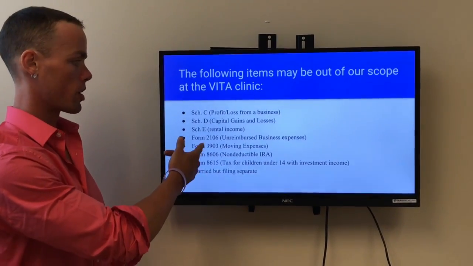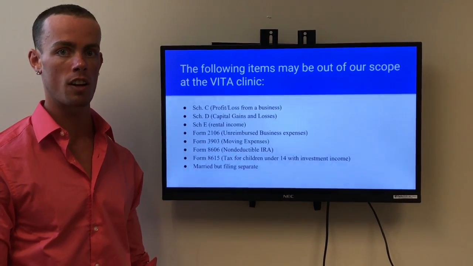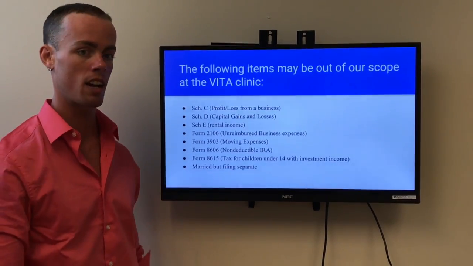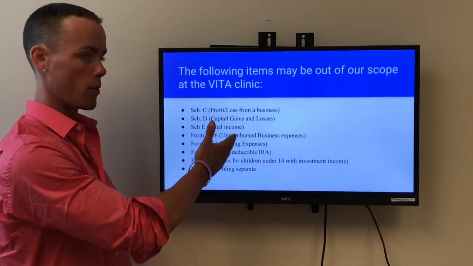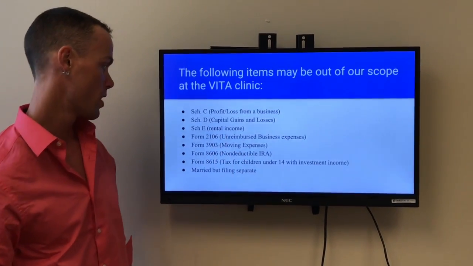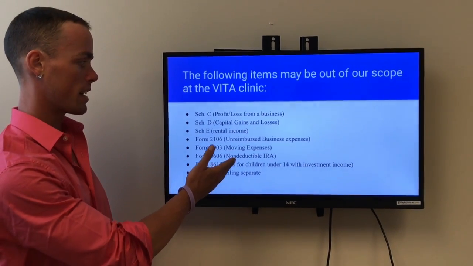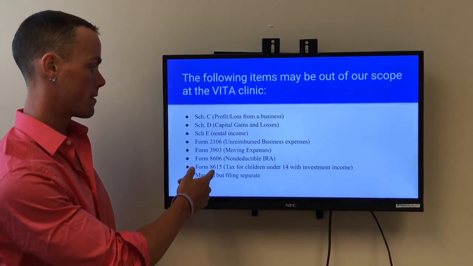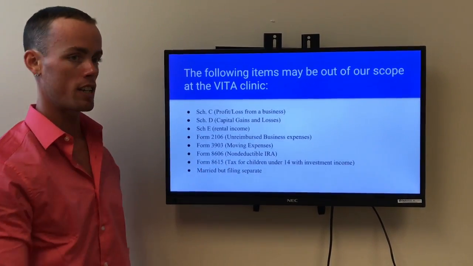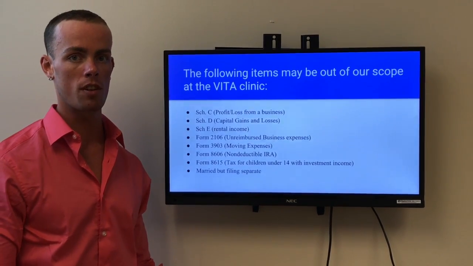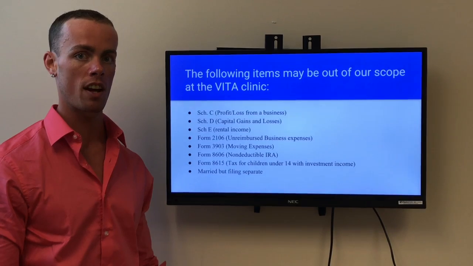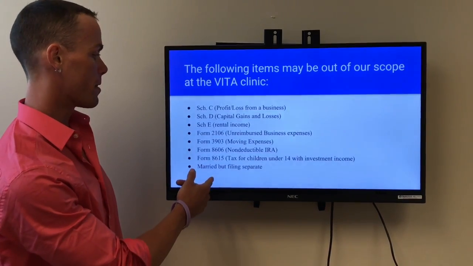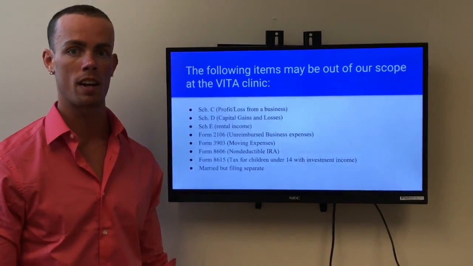Moving expenses, so Form 3903, if the taxpayer moved throughout the year, there are certain things that are more difficult as well between allocating income between states. And one of those things is moving expenses. That's out of scope of the VITA clinic too. Next, Form 8806, non-deductible IRA. If that applies to the taxpayer, we cannot do that. Moving on, Form 8615, taxes for children under 14. So that's kiddie tax. That's essentially when the parent has investment income that they try to shelter through the kid. We cannot cover that as well. That's a pretty complicated subject. And then married but filing separate. That's one other thing that's out of scope of the VITA clinic.